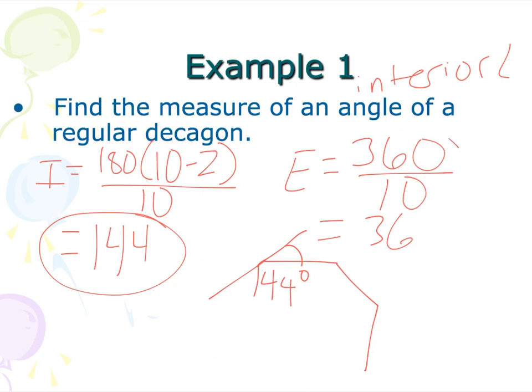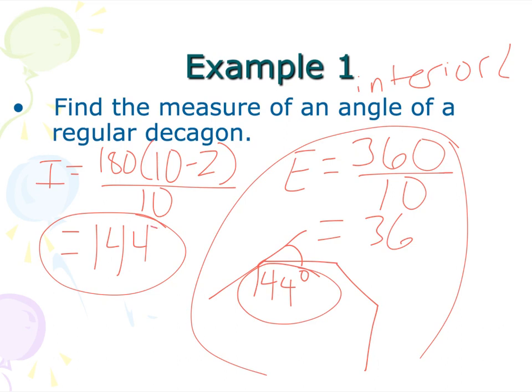I personally like this method best. Okay? I find my exterior, then I find the supplement of that to get my interior. It will work every single time. But 144, regardless of which way you go there, the choice is yours, which formula you want to use. Again, exterior angles will be tomorrow's lesson along with some other stuff, but it ties in nicely today.